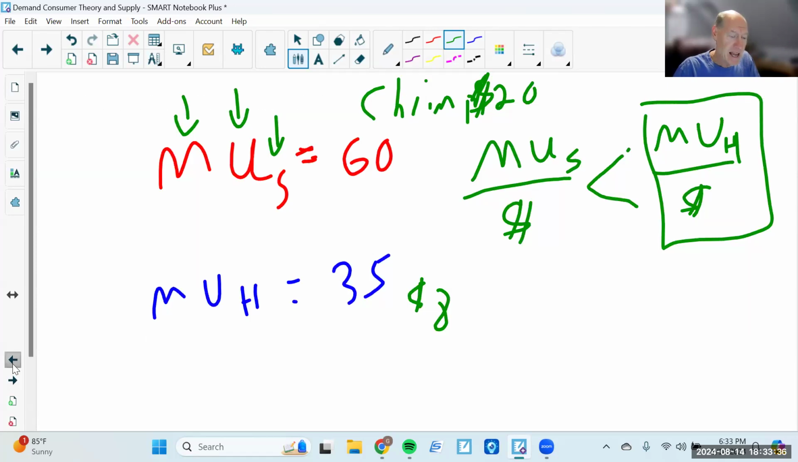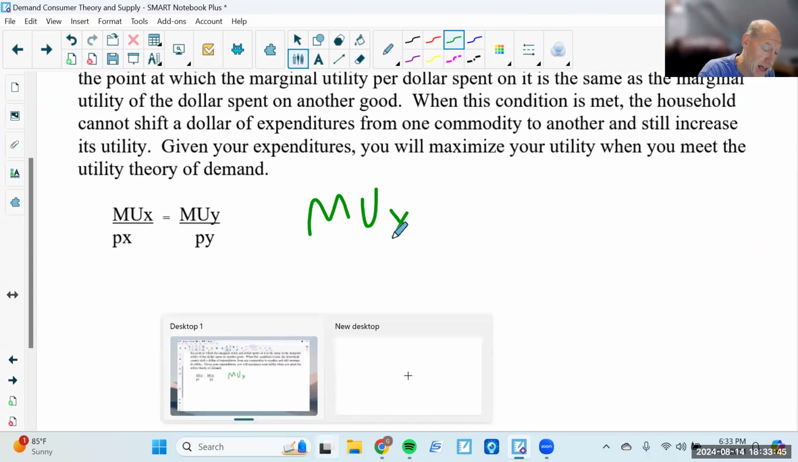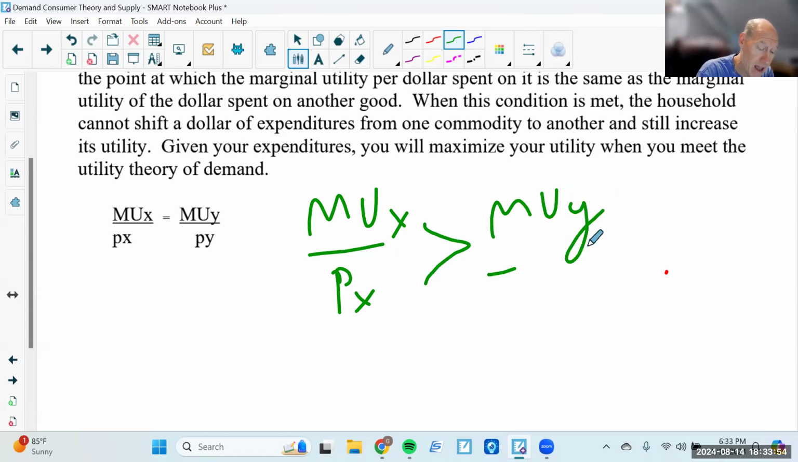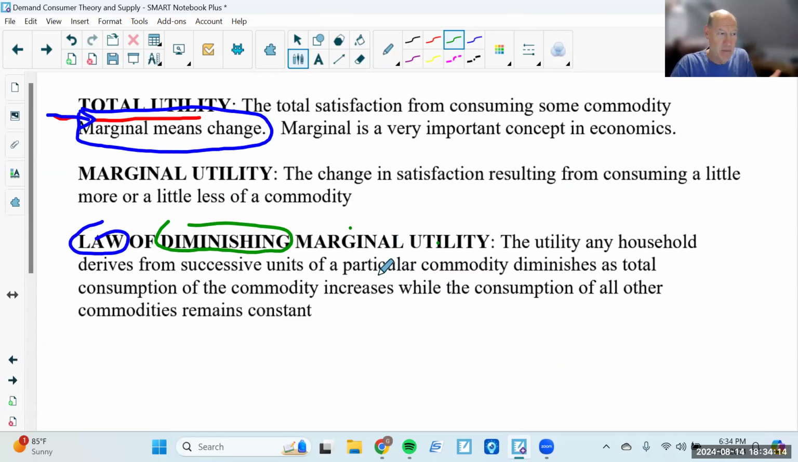All right, so what happens is let's say you're buying two goods, good X and good Y. What's going to happen is if the marginal utility of X over the price of X is greater than the marginal utility of Y over the price of Y, then you're going to buy more of good X. Right? Now, here's the neat thing: when you buy more of good X, its marginal utility will then diminish because of the law of diminishing marginal utility. So as soon as you buy and consume a good, your satisfaction goes down.